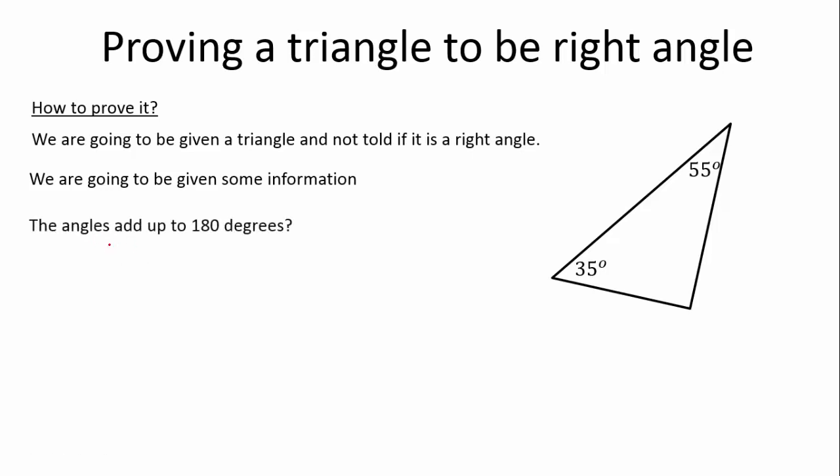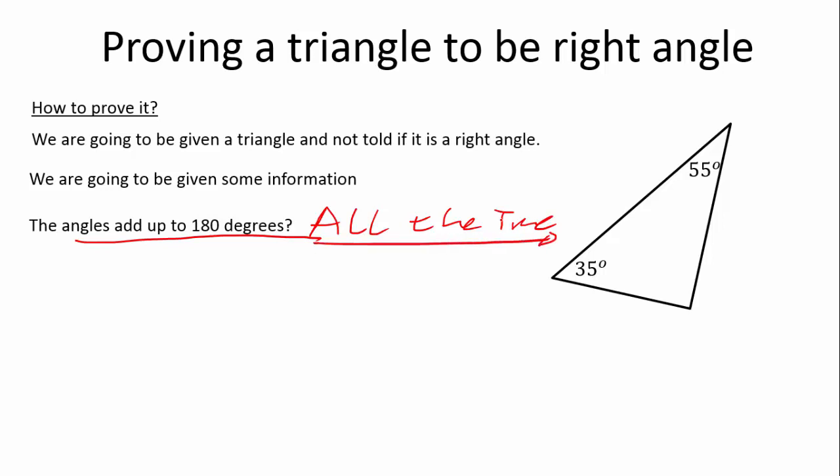Remember, on a triangle, all angles add up to 180 degrees all the time, right? I put this in capitals because it has to happen every single time. There's never a triangle you'll ever see in the world that does not have this. So what is x degrees?